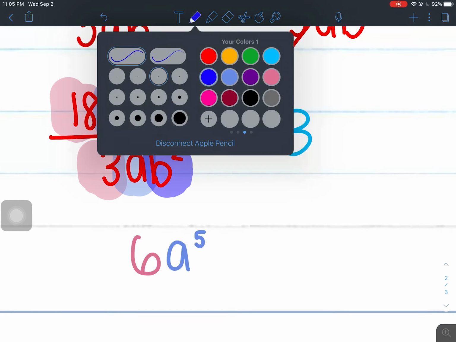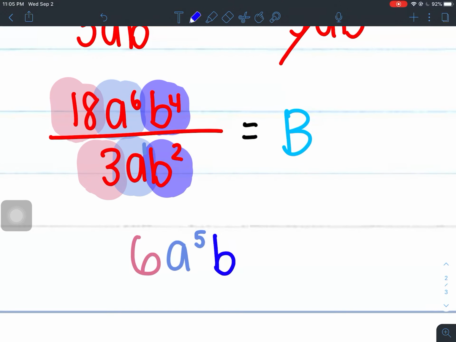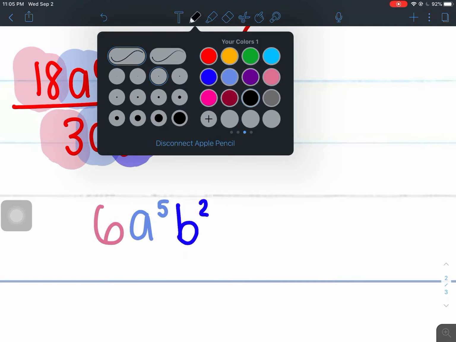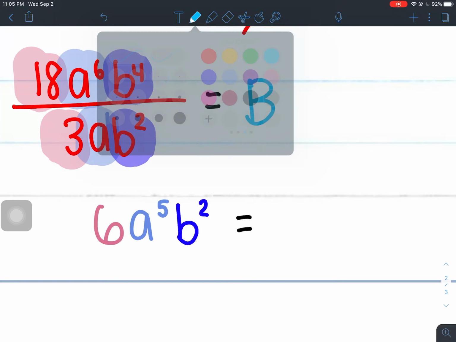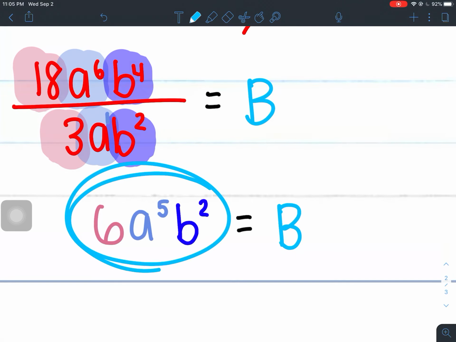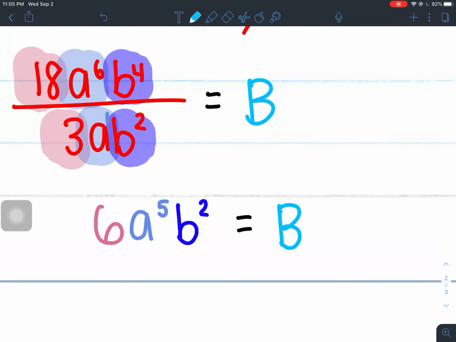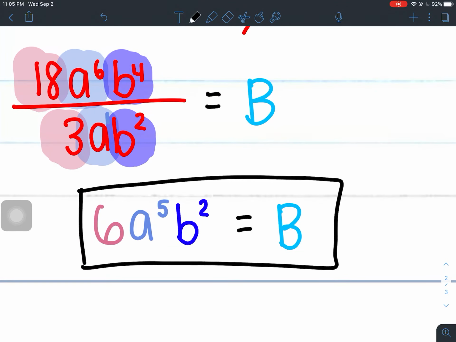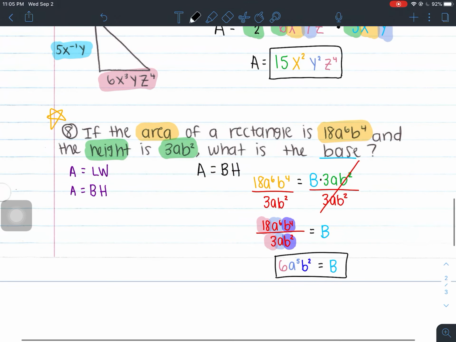Okay, well, where are there more B's? There's more B's at the top. How many more? There's 2 more. So you're subtracting. Why are we subtracting and not adding? Because they're on opposite sides. You would add when they're in the same row together. You would subtract when they're in a fraction like this. And this is equal b. So, do you have any like bases that you can combine left? No. So you're finished. So the base of your rectangle is 6a to the 5th b squared.